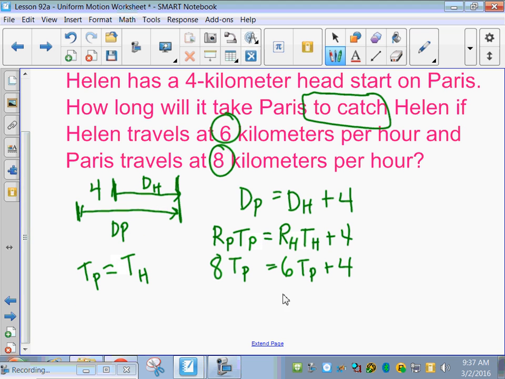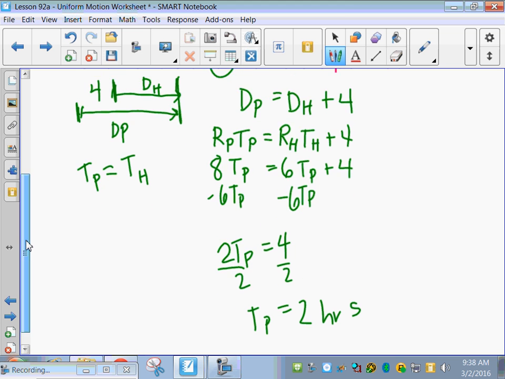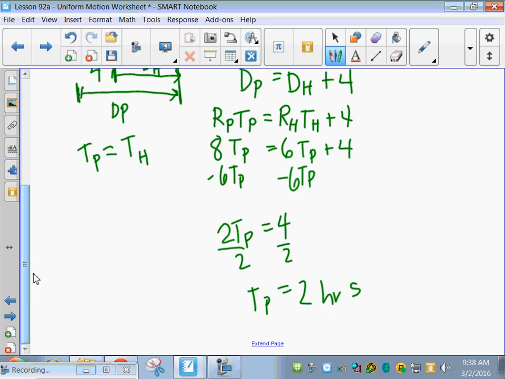So subtract 6 tP from both sides. And we get 2 tP equals 4. Divide by 2. And so time of Paris is 2 hours. And then, of course, we have to see, what did they ask? How long will it take Paris to catch Helen? So how long is the time? Both times are equal, so it takes 2 hours for Paris to catch up to Helen.